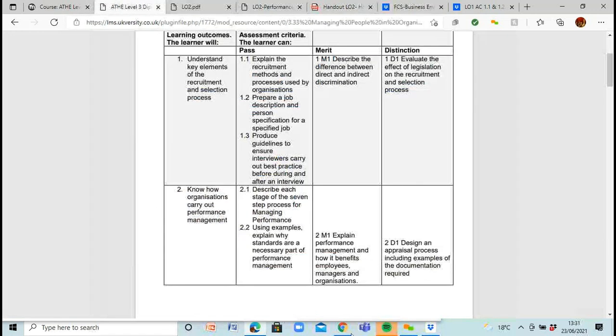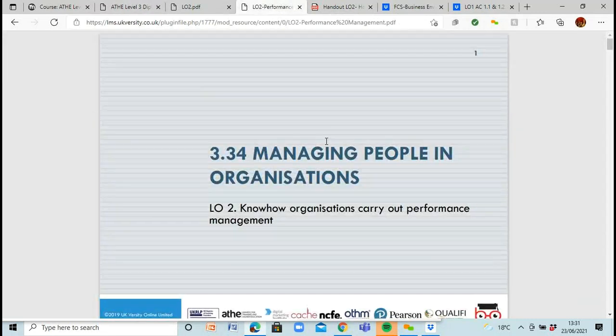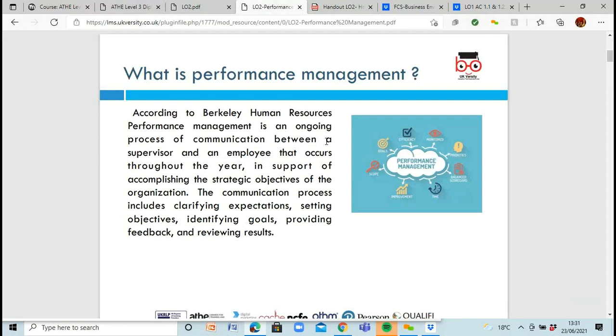So that was that. And now we're going to go and look at 2M1 and 2D1. So we're going to look at how performance management can benefit employees, managers and organizations. And then we're going to look at how an appraisal process is created. That is this one here. Now these are actually bunched together, but I'll tell you what the difference is for both of them. So this is for 2M1. So we're just going to talk about what performance management is.